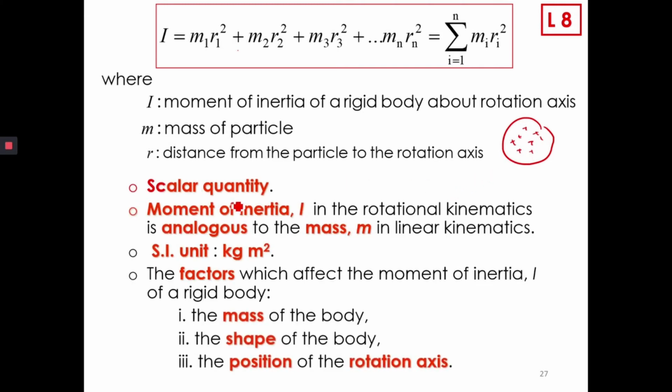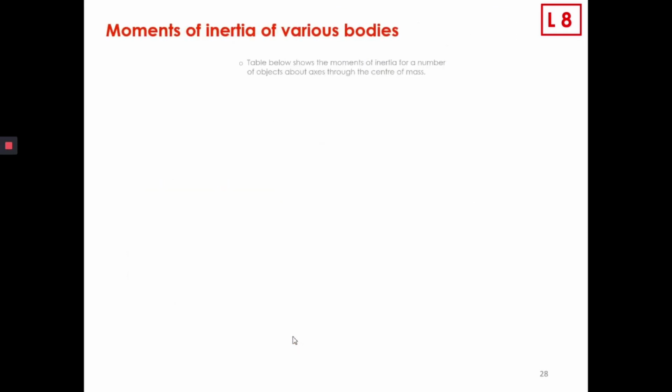Moment of inertia is a scalar quantity, analogous to the mass in linear kinematics. So when you have displacement S in linear, you have angular displacement theta in rotational; for inertia, in linear you have mass, in rotational we have moment of inertia. The unit for moment of inertia is kg m squared, which comes from mass times r squared: mass is kg, r is m squared. Factors that affect moment of inertia are the mass of the body, the shape of the body, and the position of the rotation axis.